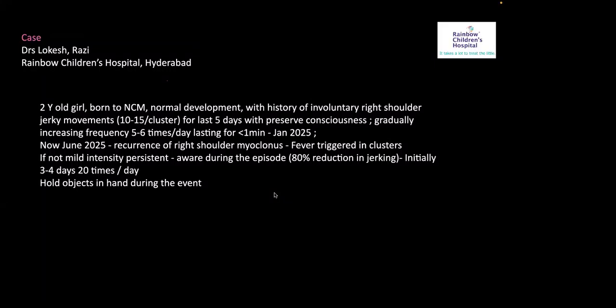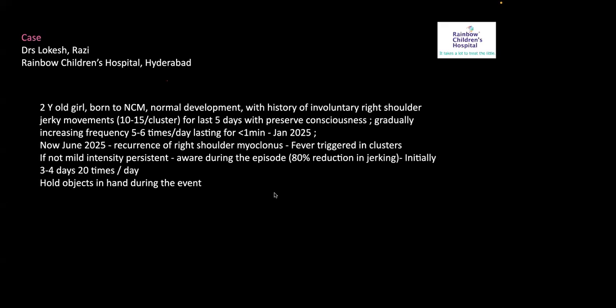This is a 2-year-old girl, born to non-consanguineous parents, with normal development, presenting with a history of involuntary movements of the right shoulder, shoulder jerking. They noticed this almost 6 months back, when they presented to us for the first time. It started fever-triggered, then the child started to have right shoulder myoclonic jerks, 10 to 15 per cluster, 5 to 6 times per day, each episode lasting for less than 1 minute.